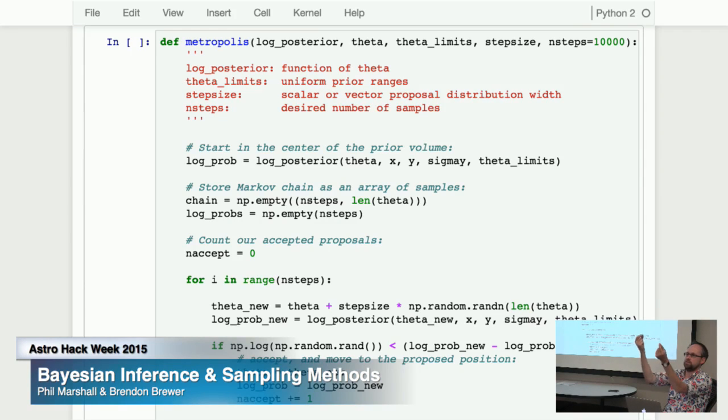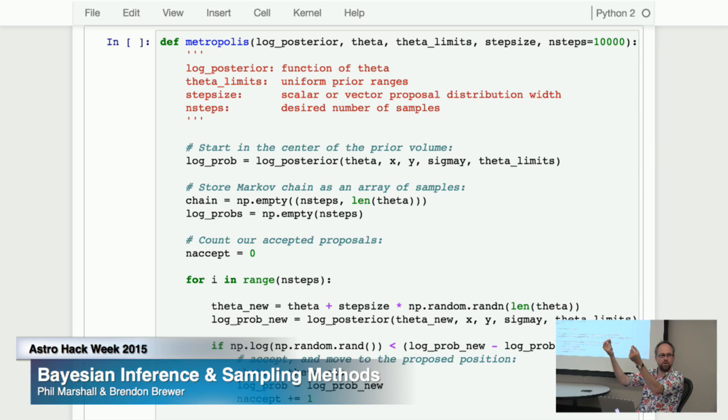So this is my starting point. This is my proposed sample. It's only proposed because I don't know if it's any good yet. So I have to decide whether to accept it as a new sample from my PDF or reject it. The rule is I accept it if it has higher probability density than this point did. You can see how that's good because we want to move towards regions of high probability. But we're not interested in optimization, we want to draw samples. So we don't always want to go somewhere better. Sometimes we want to move somewhere that's not so good, so that we sample the distribution.